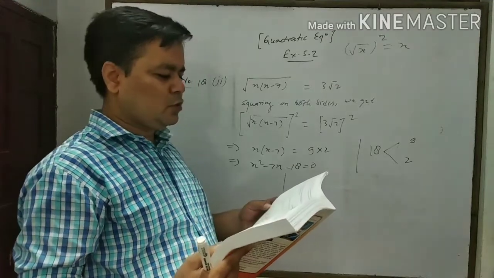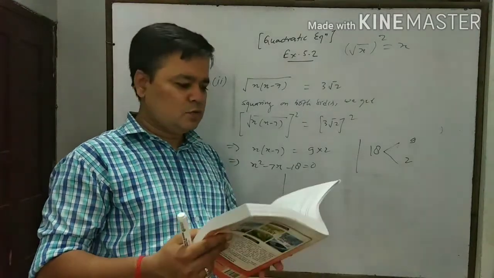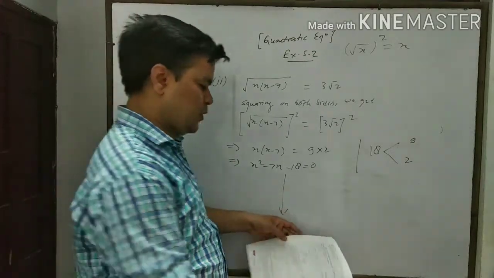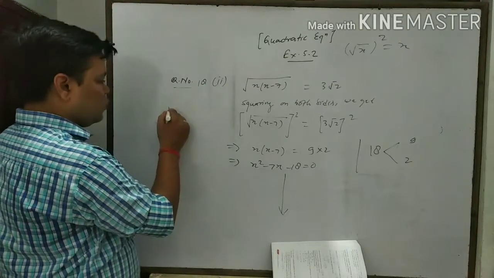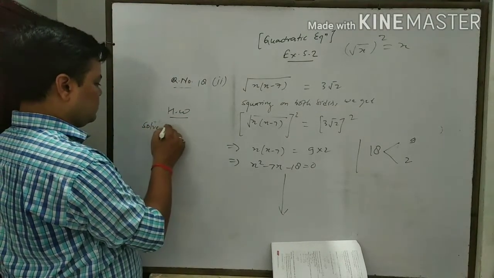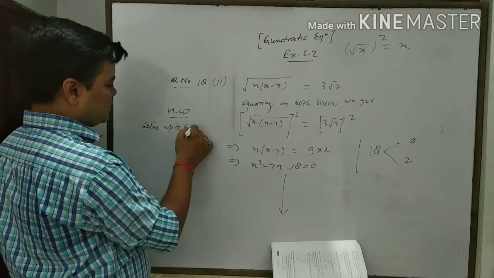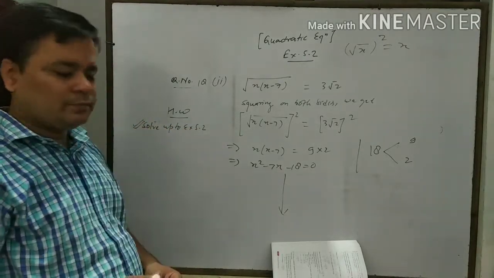In the next video class we will discuss solving quadratic equations by the formula. You should complete your copy up to 5.2. So this is the homework. Solve up to exercise 5.2. Okay, thank you.